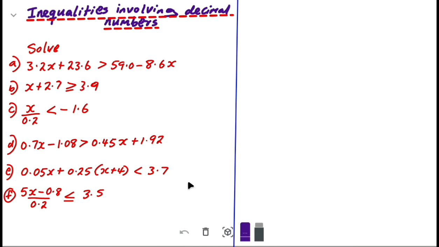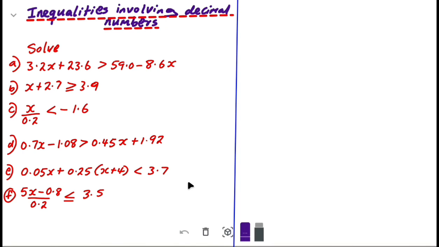The next thing we need to put into consideration is that when you are multiplying or dividing by a negative decimal number, the inequality sign will be reversed. It will change when you're dividing by a negative decimal number. We also clear the decimal if necessary. That is, to make our evaluation easier, we can change the decimal number to an ordinary number. And finally, we check if our answer is correct or not.